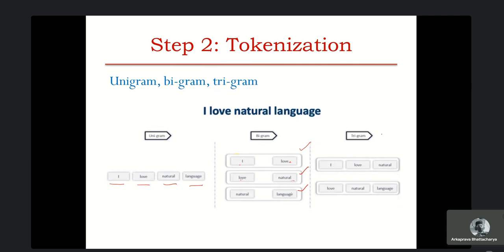Next, trigrams, that is three words. So you can see "I love natural", "love natural language". So I would be having two tokens when I consider trigram. When I consider bigrams, I have three tokens together. When I consider unigram, they would be single tokens.